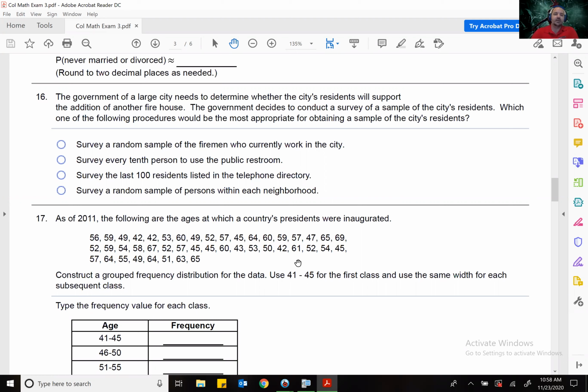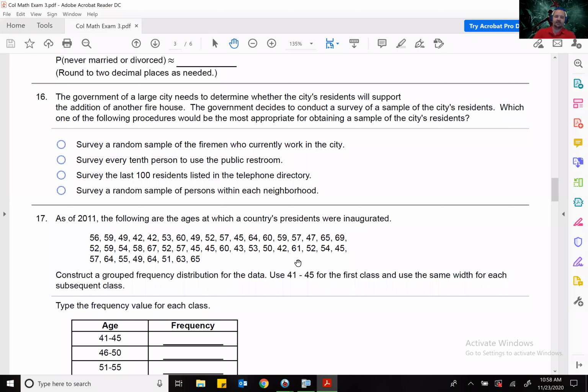Okay. Surveying the last 100 residents in the telephone directory. Well, that would be like everybody with the last name of Z. And that doesn't depict everybody that would be affected by this. Because maybe all those people that have the last name Z live in one corner of the city. So again, kind of like surveying the restroom people, it's a little weird. Your last one is what's going to make sure that it's fair and it seems appropriate for the city, because you're going to talk to everybody within each neighborhood of the city. So that's the fair piece.